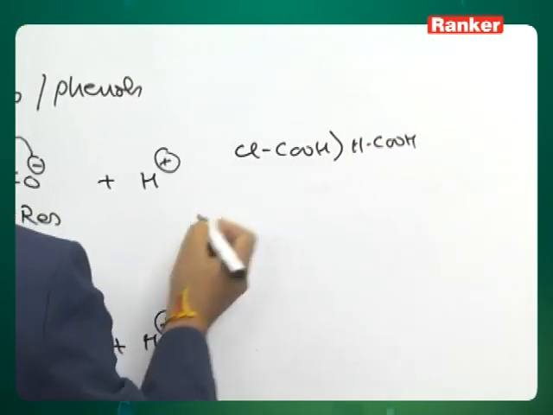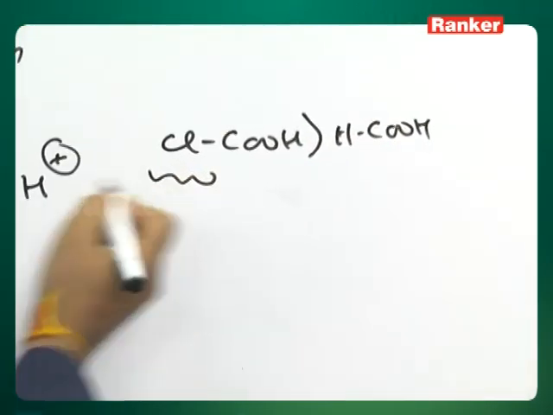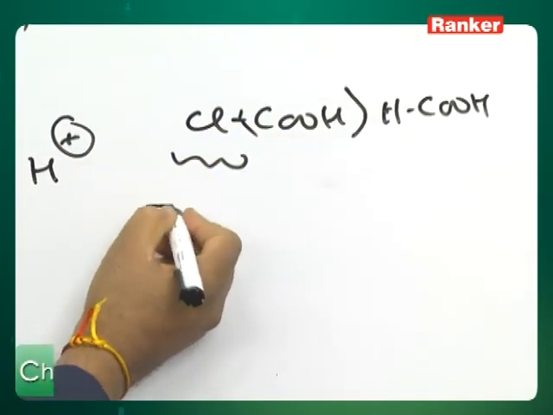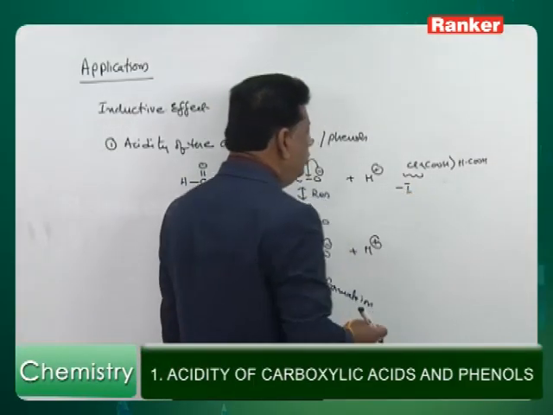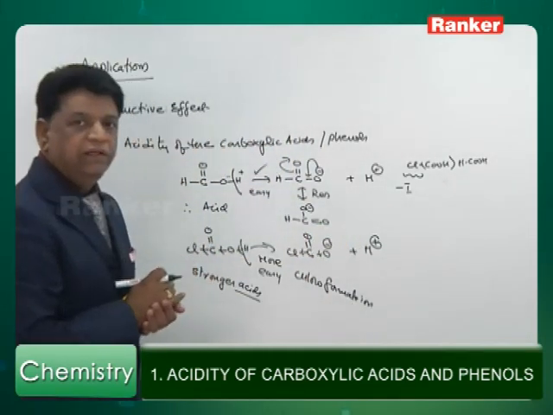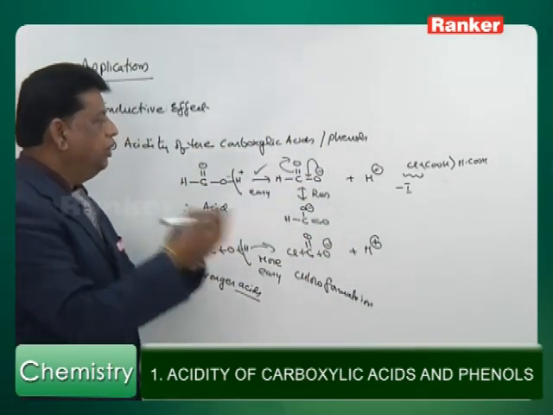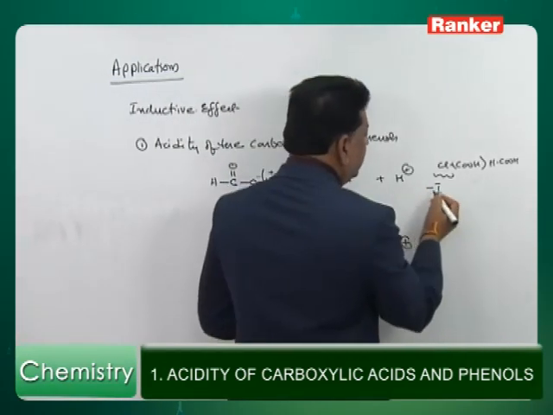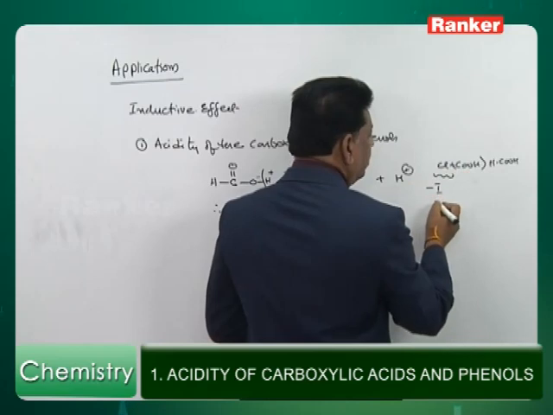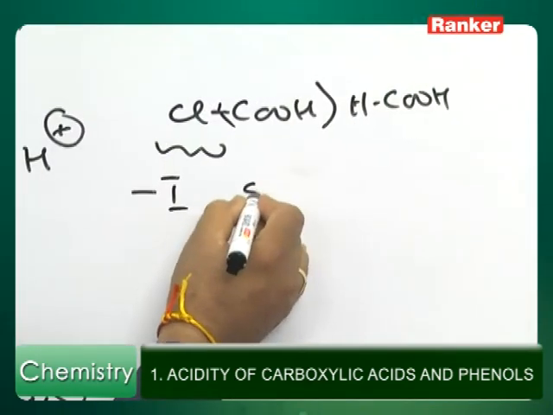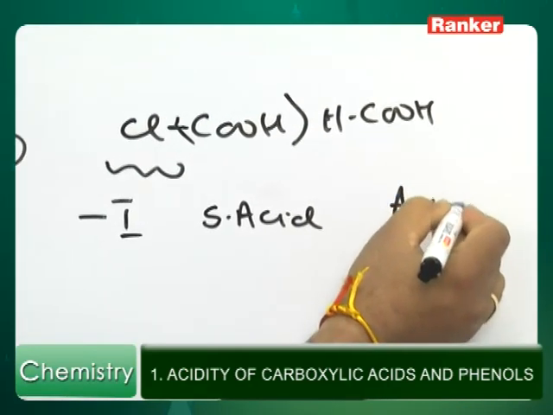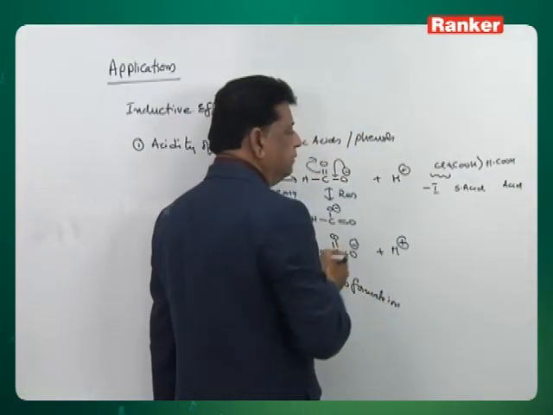Explain the reason: this chlorine shows an inductive effect, that too withdrawing, isn't it? The inductive effect is classified into two types. Withdrawing effect is called minus I effect, donating effect is called plus I effect. In this case the chlorine withdraws, therefore the minus I effect of the chlorine makes it a strong acid when compared with the normal acid. This is acid, if I say this, I call strong acid.